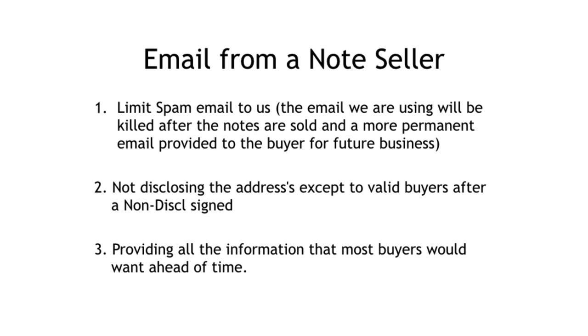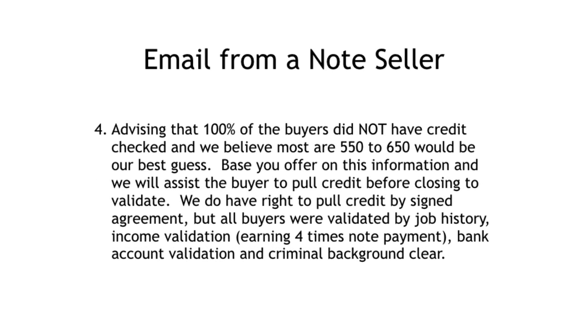Number 2, not disclosing the addresses except to valid buyers after a non-disclosure is signed. Number 3, providing all the information that most buyers would want ahead of time. Number 4, we're advising that 100% of the buyers did not have credit checked, and we believe most are 550 to 650 would be our best guess. Base your offer on this information, and we will assist the buyer to pull credit before closing to validate.